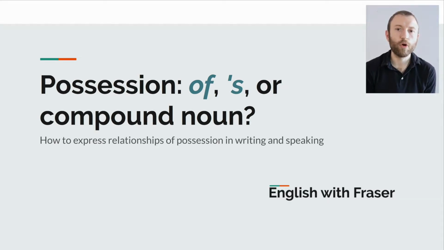Hello and welcome. For today's lesson, I want to take a look at something that's a common problem for my students, something that they ask about a lot, and something that, to be honest, as a teacher can be quite difficult to answer. We're talking about possession and different ways of explaining relationships of possession in English, when to use of, when to use an apostrophe S, and when to use a compound noun.